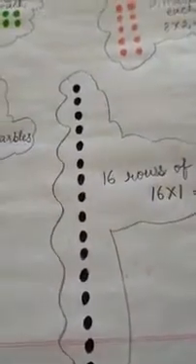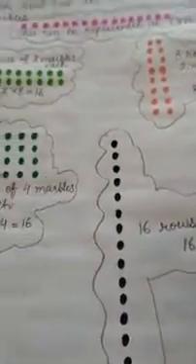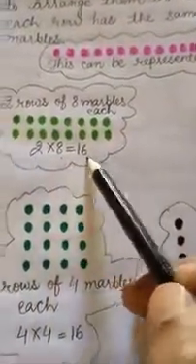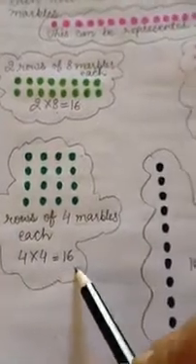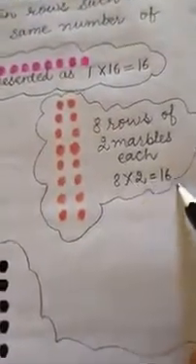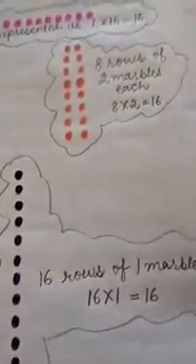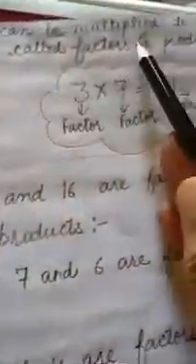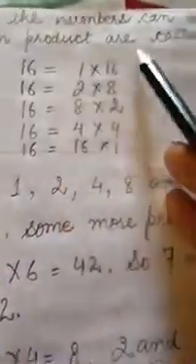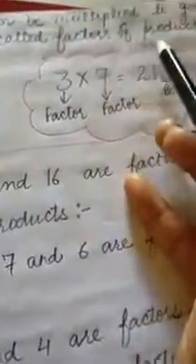Now the marbles are 16, but we can arrange them in different patterns, different ways. Here 1 multiplied by 16 is equal to 16. Here 2 multiplied by 8 is equal to 16. Here 4 multiplied by 4 is equal to 16. Here 8 multiplied by 2 is equal to 16. And here 16 multiplied by 1 is equal to 16. All the numbers that can be multiplied to get a given product are called factors of the product.